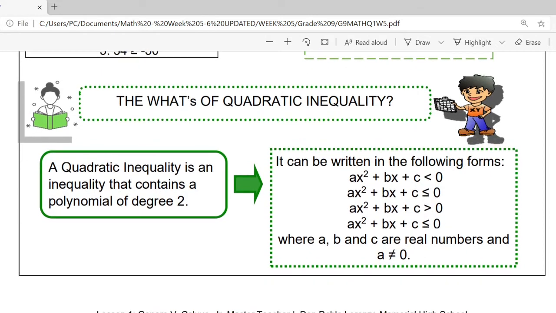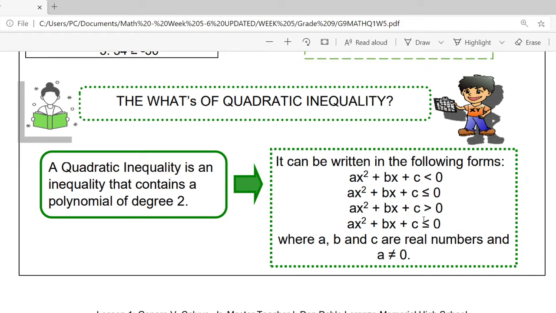So we have here another. A quadratic inequality is an inequality that contains a polynomial of degree 2. So it can be written in the following form. Again in quadratic form, but you will use the symbol less than, less than or equal to, greater than, or greater than or equal to. This must be greater than or equal to, so make a correction there.